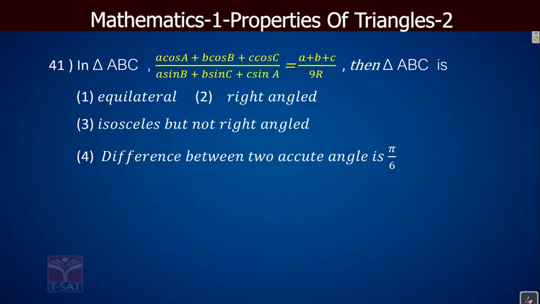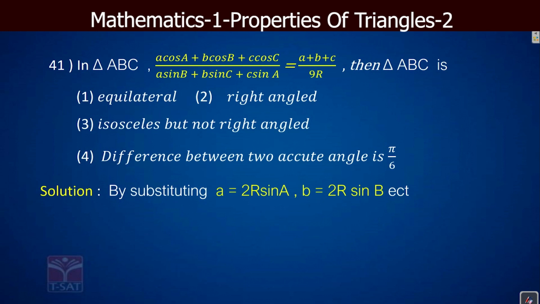Next, 41. In triangle ABC, if (a cos A plus b cos B plus c cos C) by (a sin B plus b sin C plus c sin A) is equal to (a plus b plus c) by 9R, then triangle ABC is: one, equilateral; two, right angled; three, isosceles but not right angled; four, the difference between two acute angles is pi by 6. Okay, right. This is a good problem. See, in properties of triangles, more problems on equilateral triangles are there, because an equilateral triangle satisfies so many properties. So that's why you will get more problems on equilateral triangles.